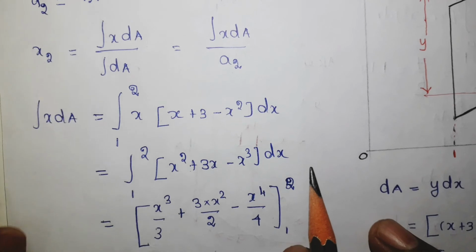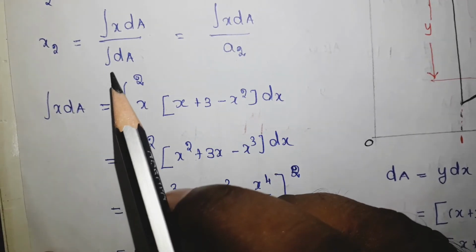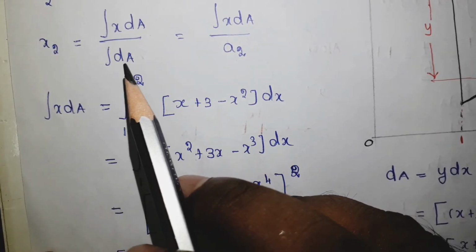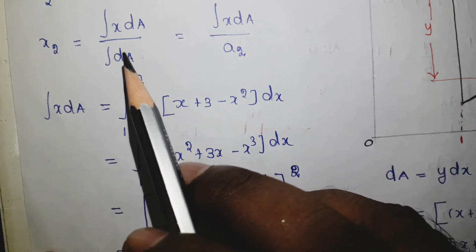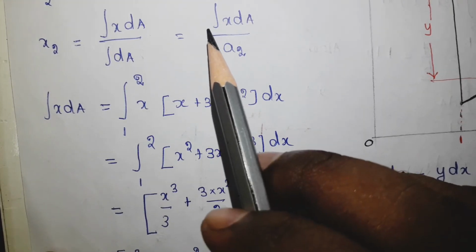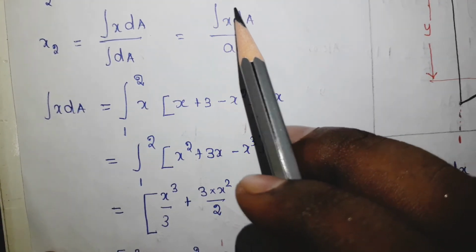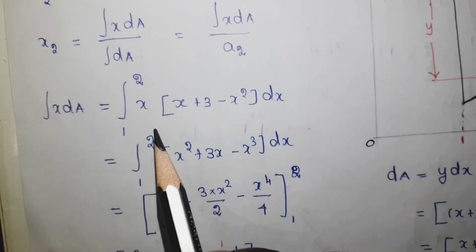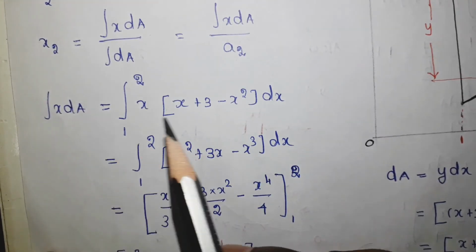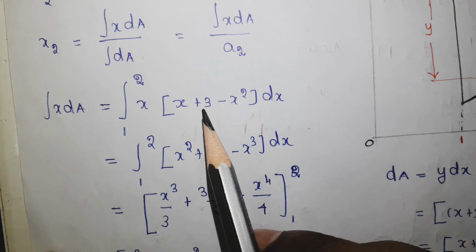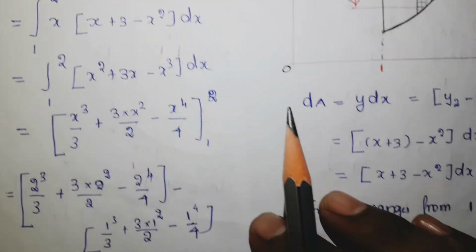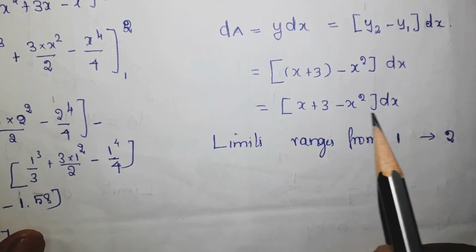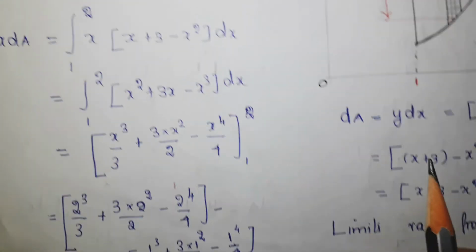The next variable is x2. x2 is nothing but integration of x dA divided by integration of dA. We know that integration of dA is nothing but a2. Now I have to get the answer for the numerator, integration of x dA, and I know that dA is nothing but x plus 3 minus x square dx. It comes from this one. So this is the answer for dA.